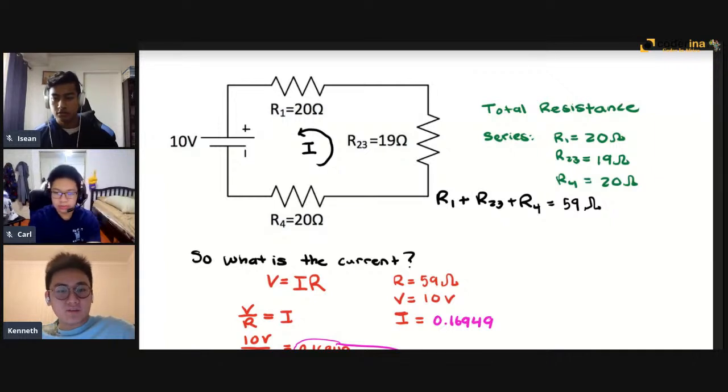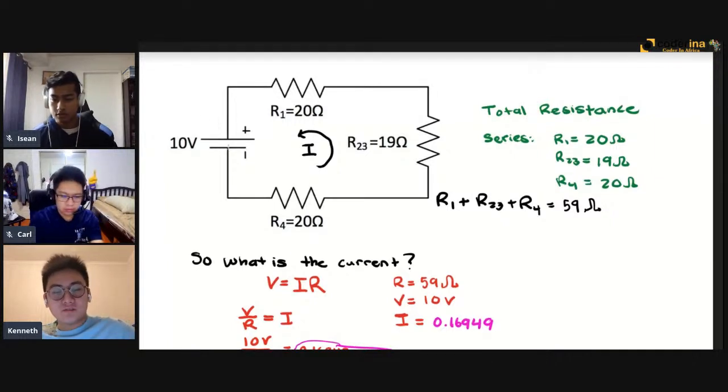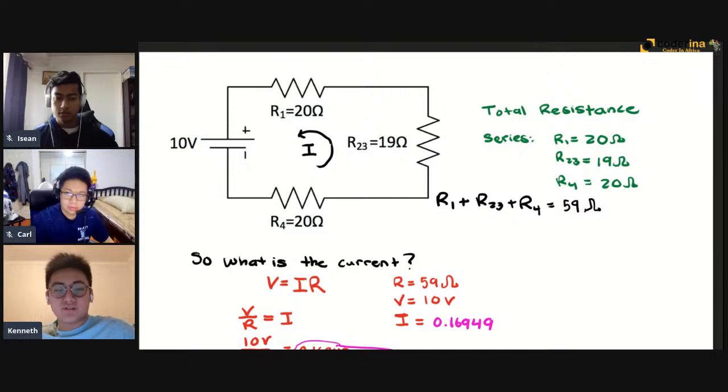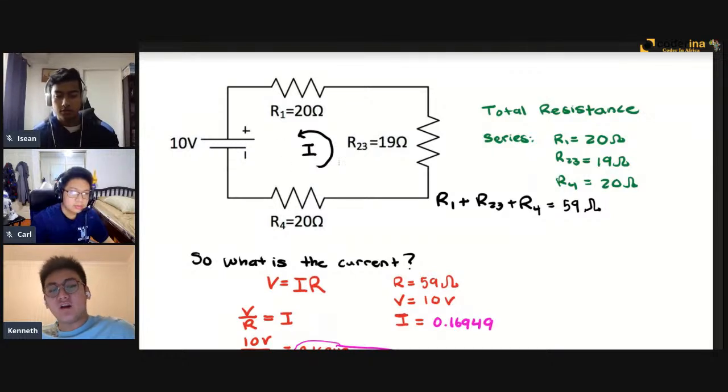So basically, let me go over this. If you haven't seen before, these are circuit calculations. Circuit calculations are basically a large part of electrical engineering, and they actually get a lot harder than this. I'm just doing really easy ones.